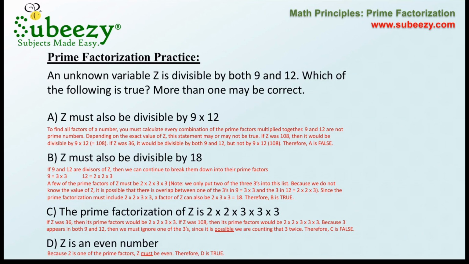And now for option D. Because 2 is one of the prime factors, z must be even. Therefore, D is true.